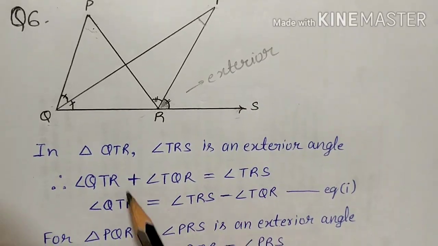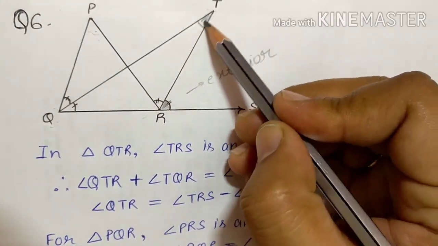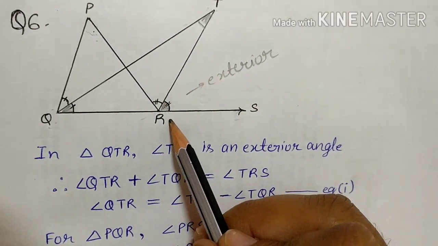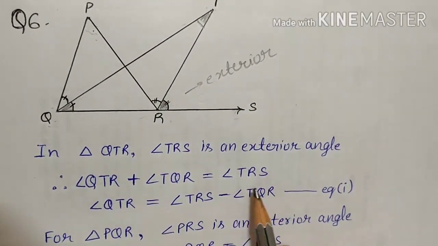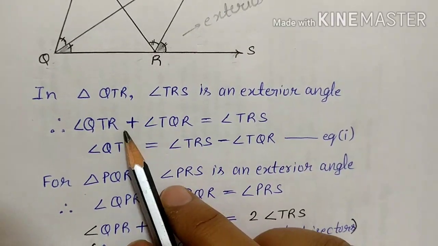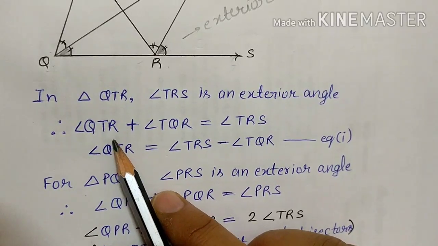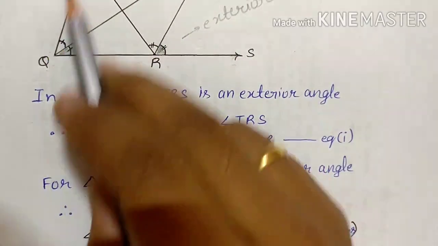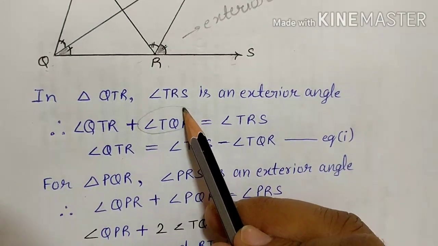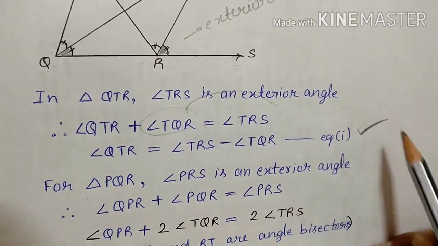Okay. So angle QTR plus angle TQR will be equal to the exterior angle TRS, according to our theorem number 8. We will keep angle QTR separate because we have to prove that angle QTR is half of this one. So we are moving TQR from the left-hand side to the right-hand side, and it will come in minus form. So QTR equals TRS minus TQR. This is our equation 1.